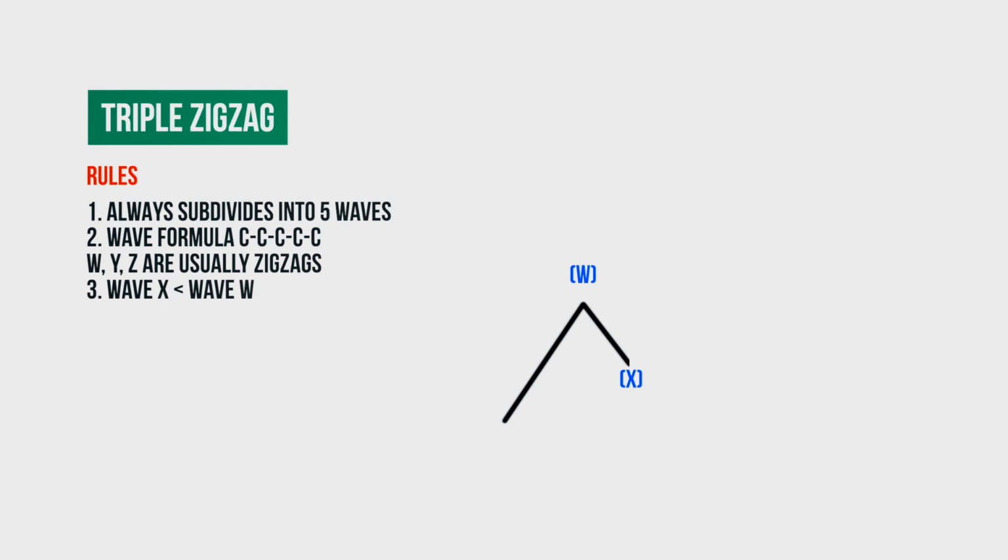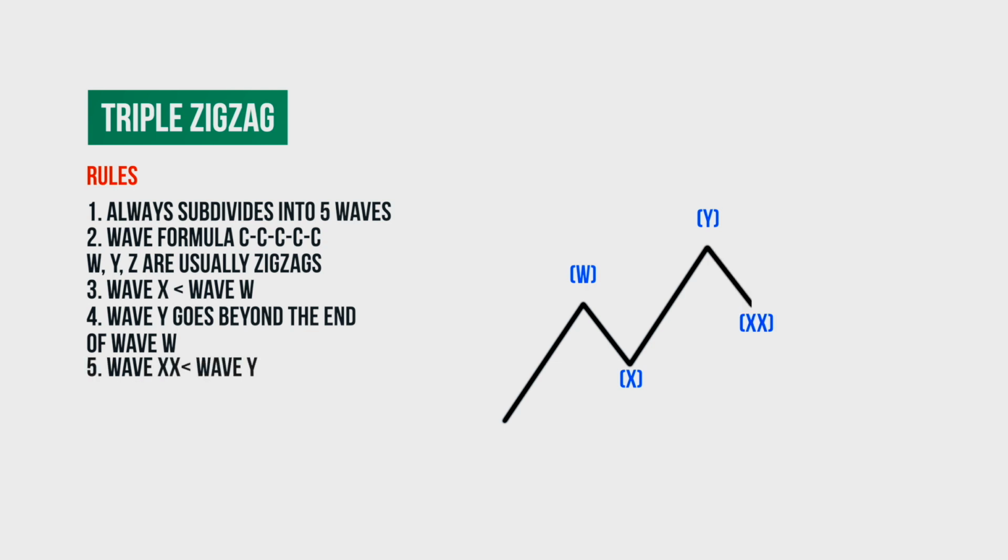Third rule, the corrective intervening wave X is always less than the wave W. Fourth rule, wave Y in its construction always goes above the end of the wave W. In other words, the wavelength Y is always greater than the wavelength X. Fifth rule, the second corrective intervening wave XX is always smaller than the wave Y. In other words, the wave XX in its development will never go below this level.